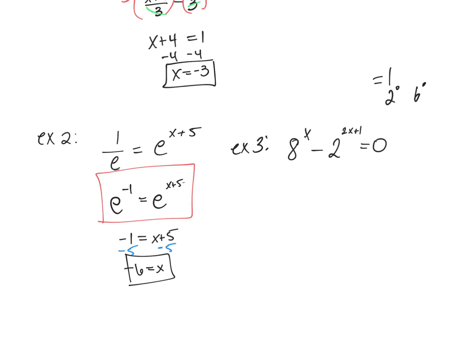Anything to the 0 power is 1. Well, 0 to the 0 power, that's not going to help me get my bases the same. So what I can do here is actually move the 2 to the 2x plus 1 to the other side, so that I can then make an equation that I can solve. So I have 8 to the x equals 2 to the 2x plus 1.